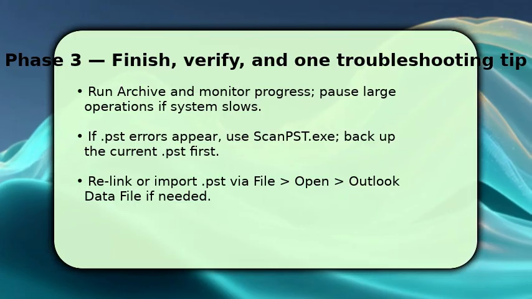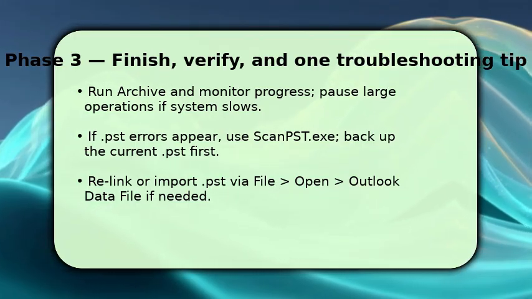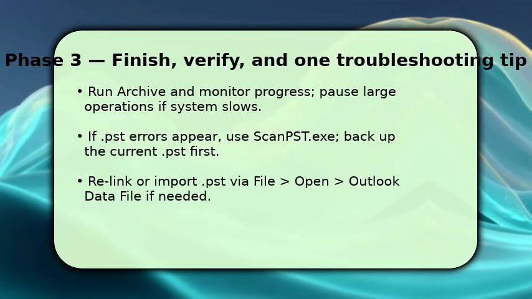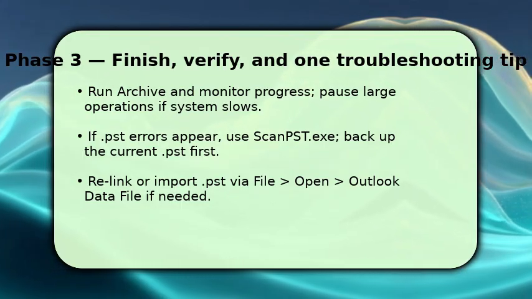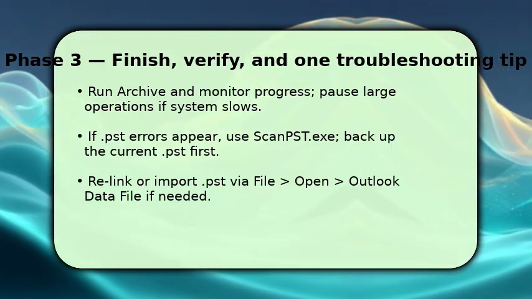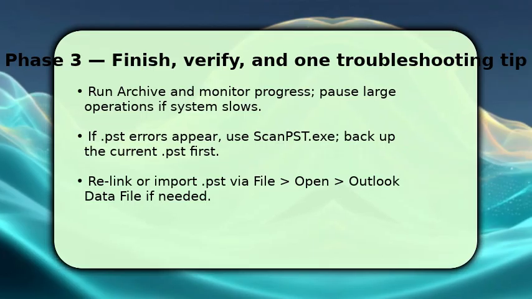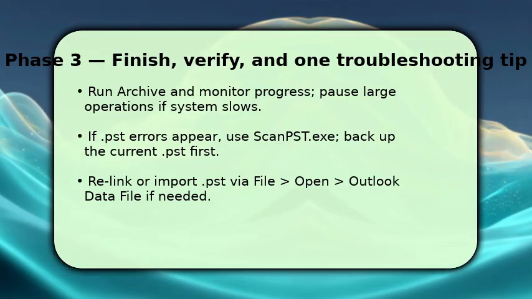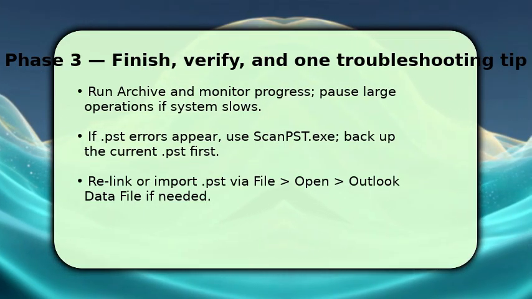If Outlook reports PSD issues, close Outlook and run scanpst.exe to repair the file after making a backup copy first. Finally, if mail isn't visible, relink or import the PSD via File, Open, Outlook Data File. If problems persist, restart Outlook and repeat the repair step.